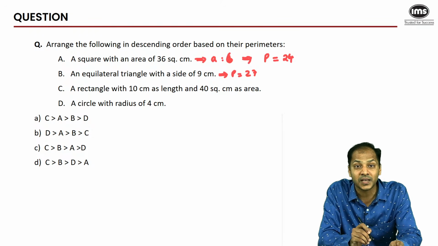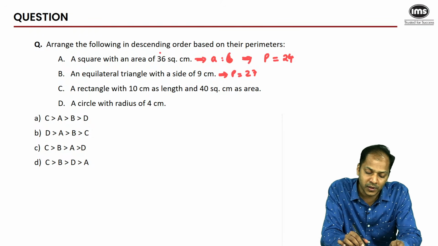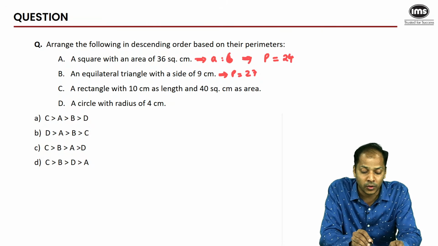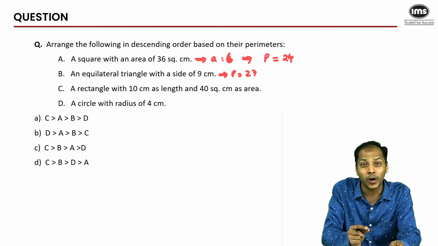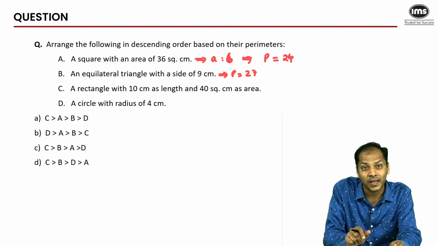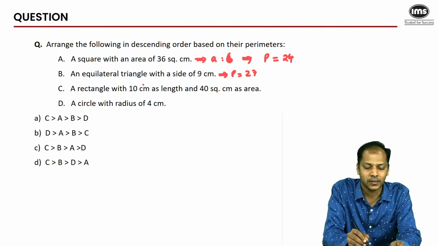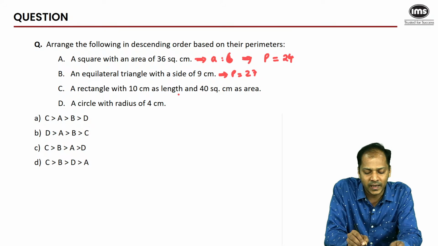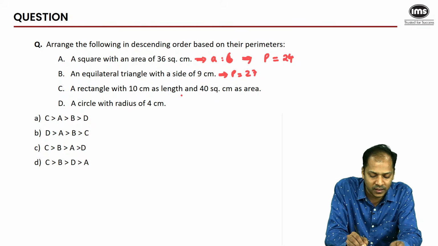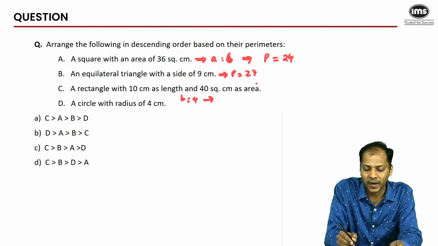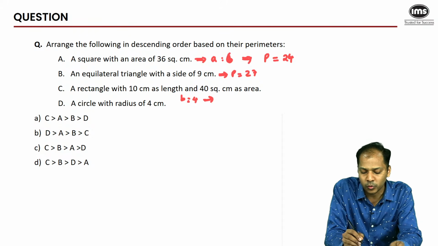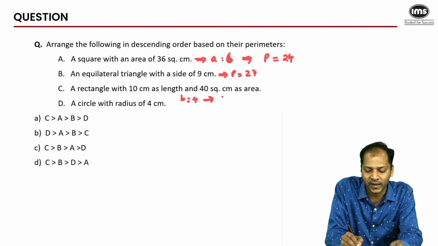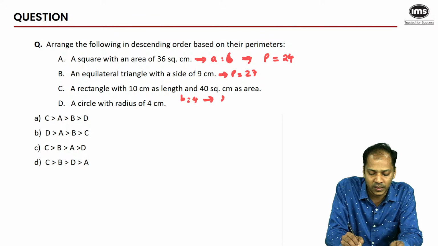Here chances of making mistakes are quite high. For the square we were given an area, so it is a very common mistake to assume that everywhere we might be given an area only. So be careful over there. For the second one, they've directly given you the side, so the perimeter is 27. Rectangle with 10 centimeters as length and 40 as the area, so the breadth would come out to be 4, and the perimeter would be 2 times (L plus B). So 2 times 10 is 20, and 2 times 4 is 8, 20 plus 8. The perimeter would turn out to be 28.